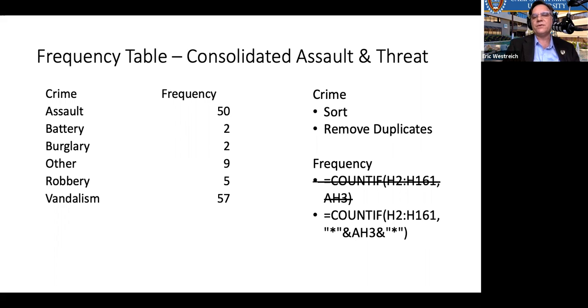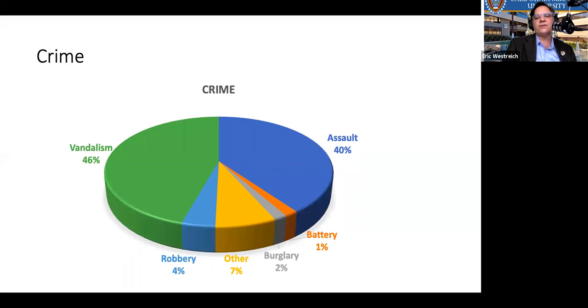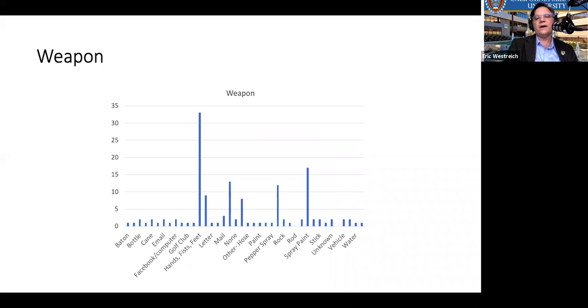So we combined this table by using the COUNTIF in this case to do all kinds of assaults, all kinds of threats. We did that by using a wildcard, and we came up with vandalism and assaults, followed closely by assault as being the number one crime. Burglaries, batteries, other things, robberies, not so much. Another view of that with the pie chart, again showing assault and vandalism proportionally way higher.